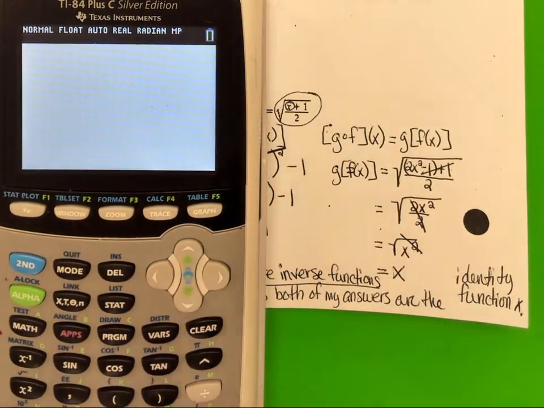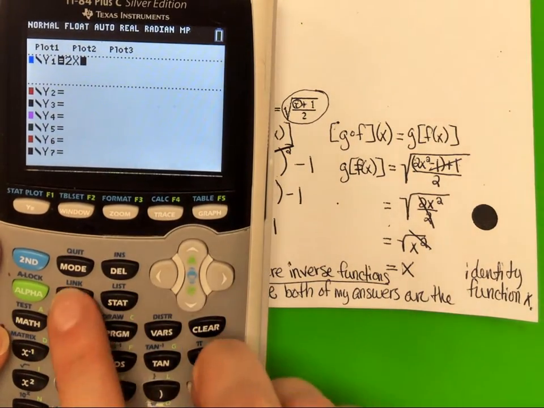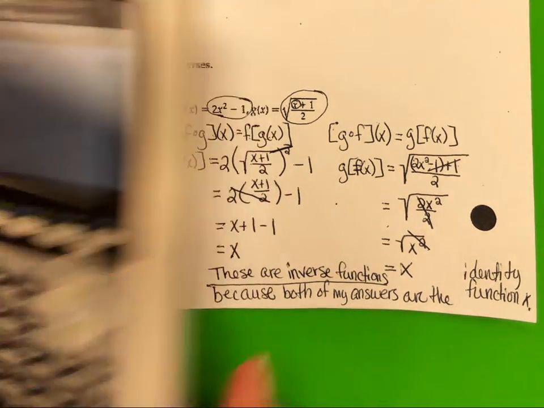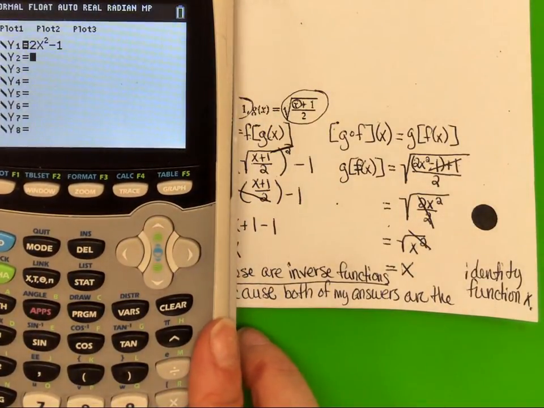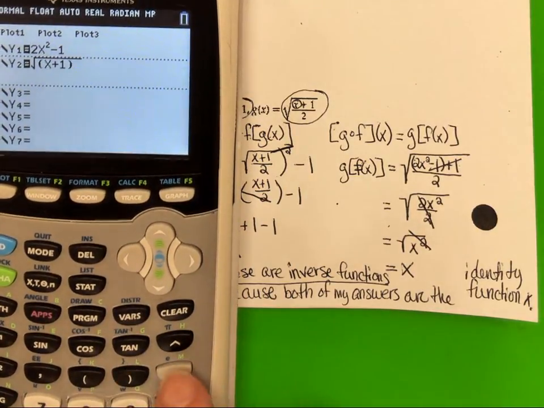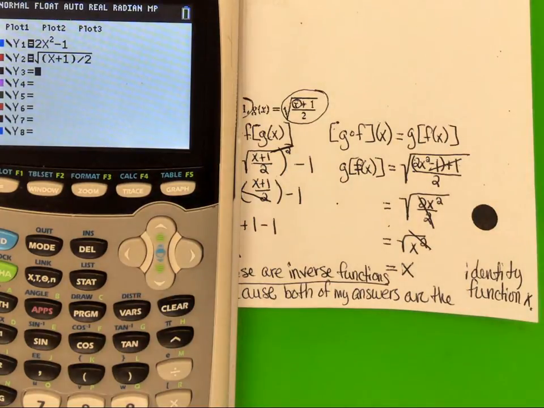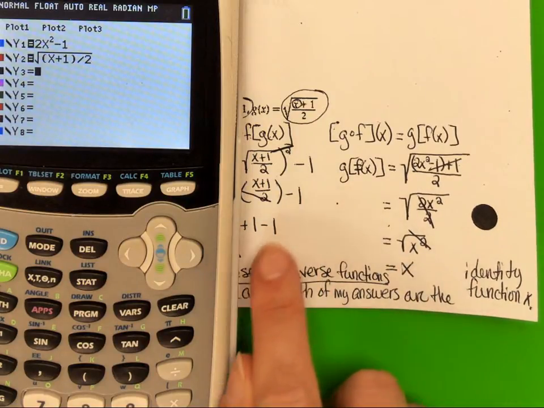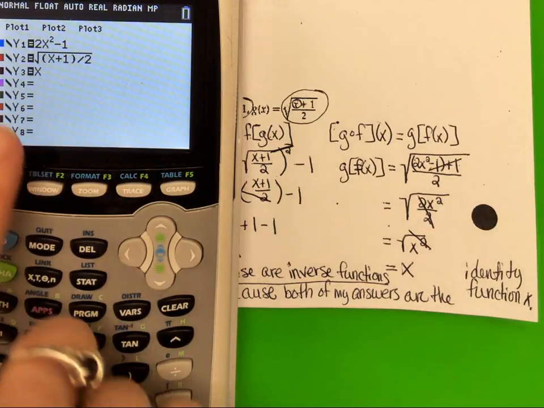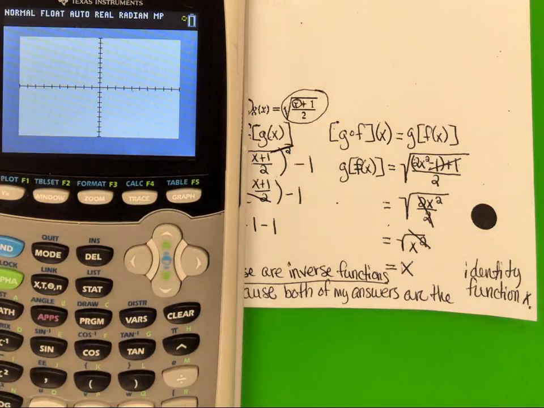And let me plug in and show you what happens. You ready? So what was it? 2x squared minus 1. Is that right? And then we have square root of x plus 1 divided by 2, right? Okay, so what was the whole point of this? What were we supposed to get as the identity function of inverses? What were we hoping to get each time? X, right? So let's see, x is going to be that black line, and the other two are going to be red and blue. So let's see what happens.